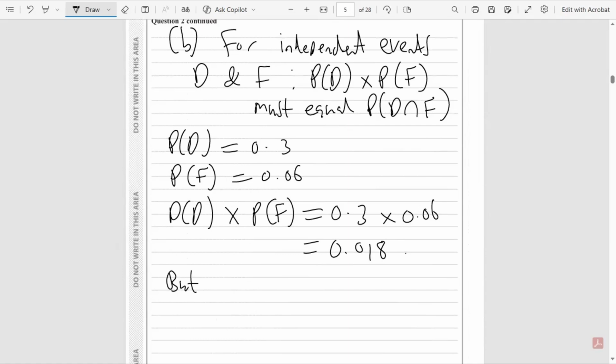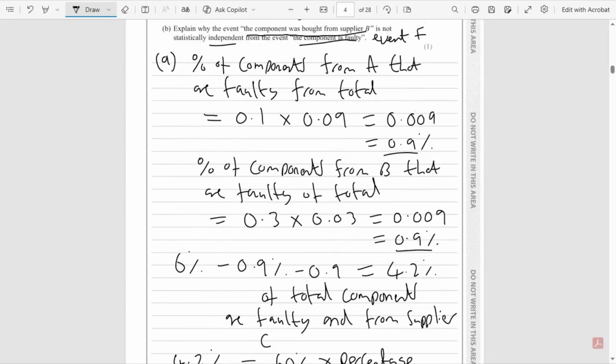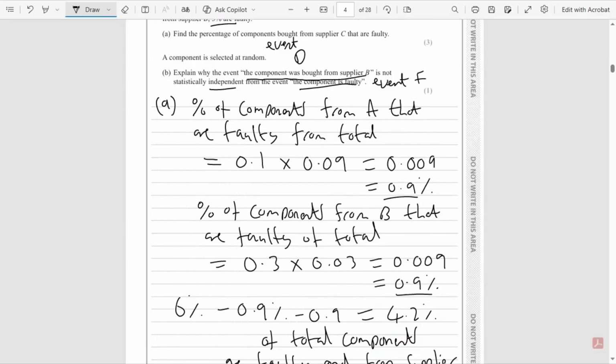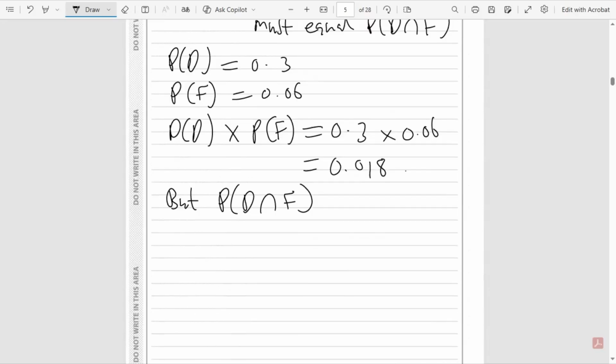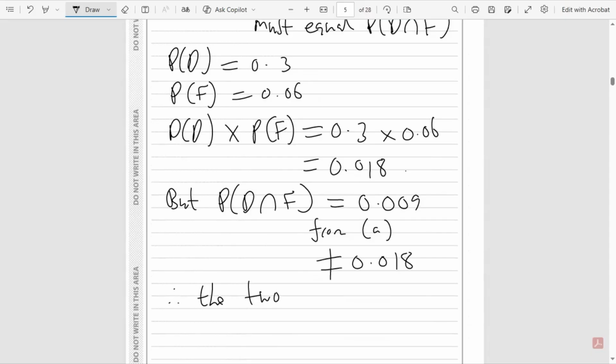Now, the probability of the intersection, so the probability of a component coming from supplier B and being faulty, well, we've worked that out in part A. So we know the probability of being from B and being faulty is this value there, 0.9%. So 0.009 as a probability. So we can write down that this is 0.009 from part A, but this does not equal 0.018. So therefore, the two events are not independent.